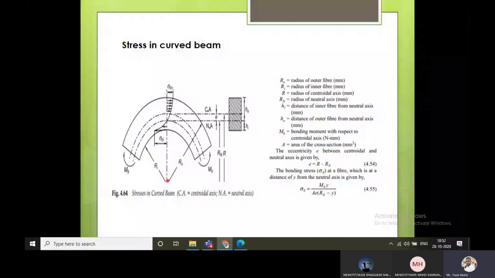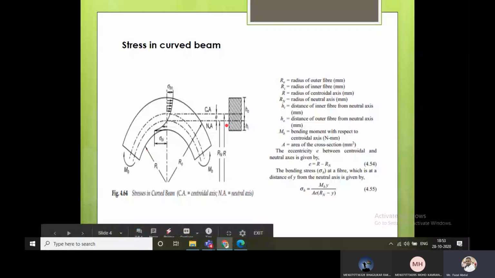So what is the radius now? That is Rn. Here it is represented Rn, the radius of the neutral axis. It is also in terms of mm. And R, capital R, represents the radius of the central axis. That is also in terms of mm.